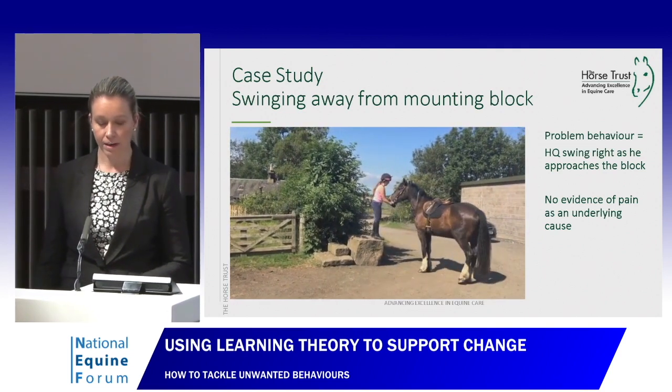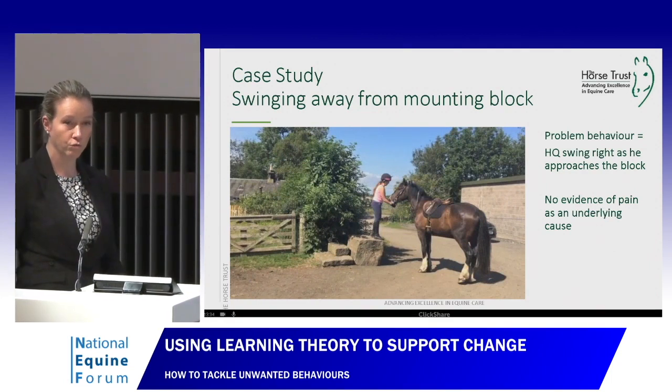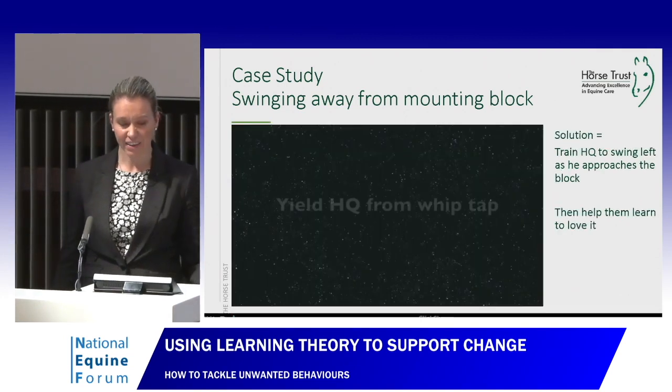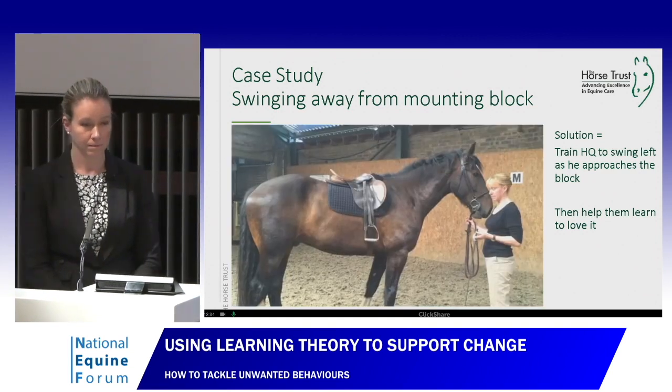So as a behaviourist, I would see this and say, well, the problem behaviour is that the horse swings its hindquarters to the right when it sees the mounting block. So it's really easy, isn't it, to solve? You just train it to swing the hindquarters left on command. Okay.